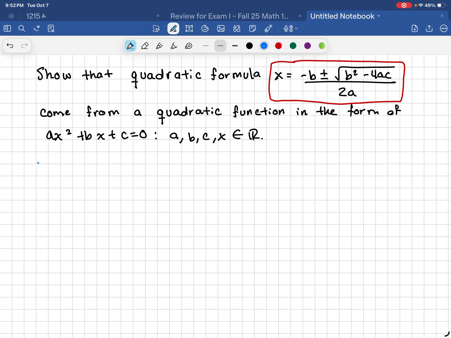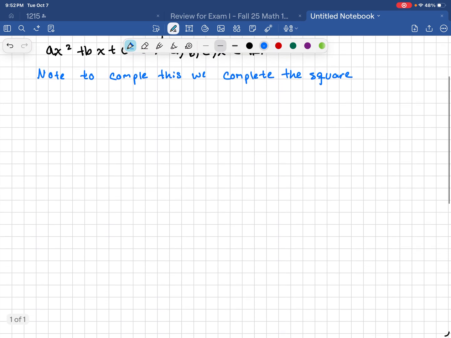So note, to complete this, we must complete the square, which is not that hard, but it can be a little bit complicated. So here we go.